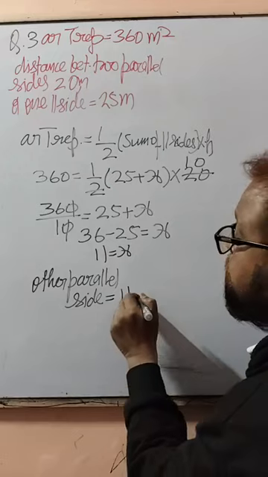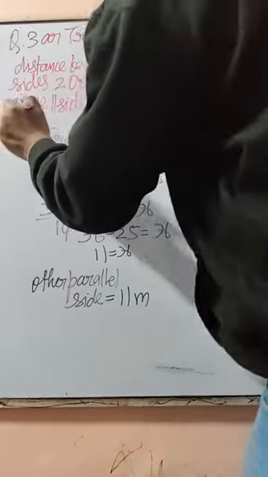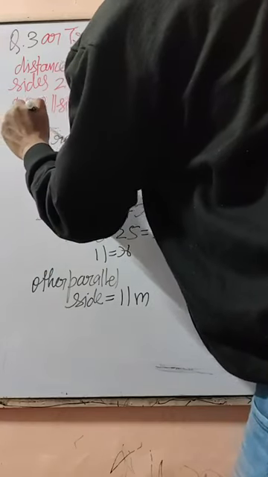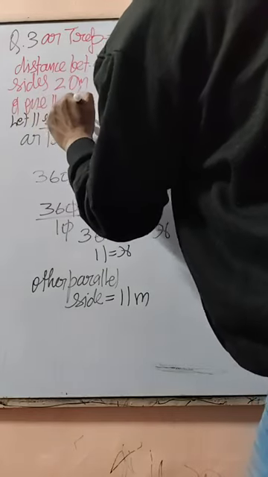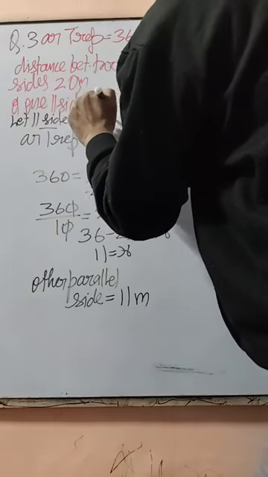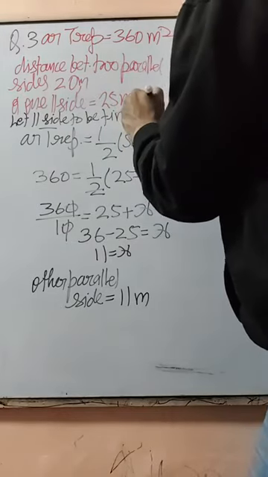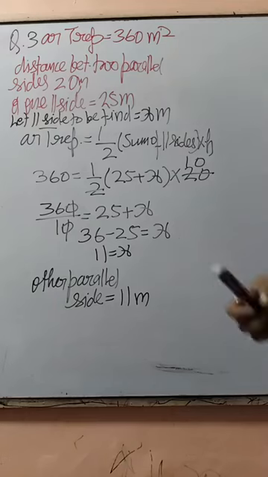11 meters, right? Yes, sir. Let the parallel side to be found be equal to x meter. This is the solution of your whole question. You get this? Yes, sir. Done? Yes, sir. Okay then. Thank you for today.